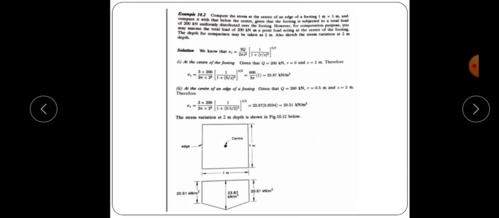We have to find out the stress at the center and the stress at the edge. So first we are calculating the stress at the center. For that, R is equal to 0, and substituting these values we will get 23.87 kilonewton per meter square.